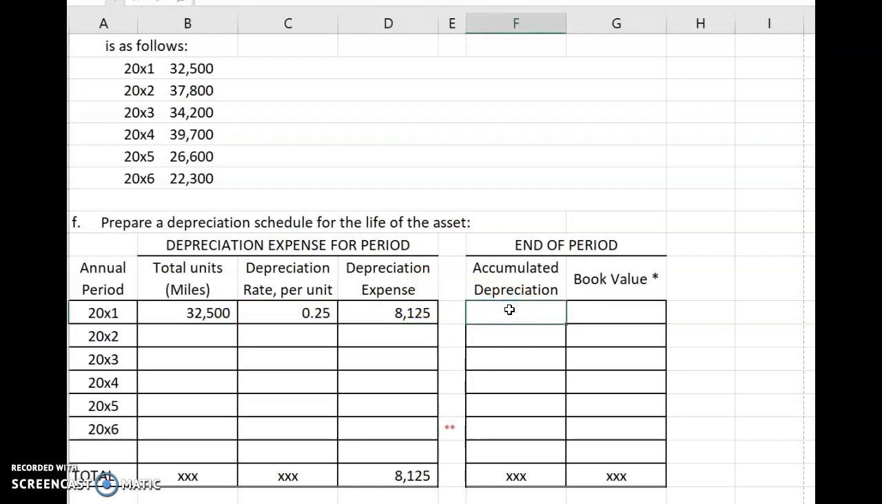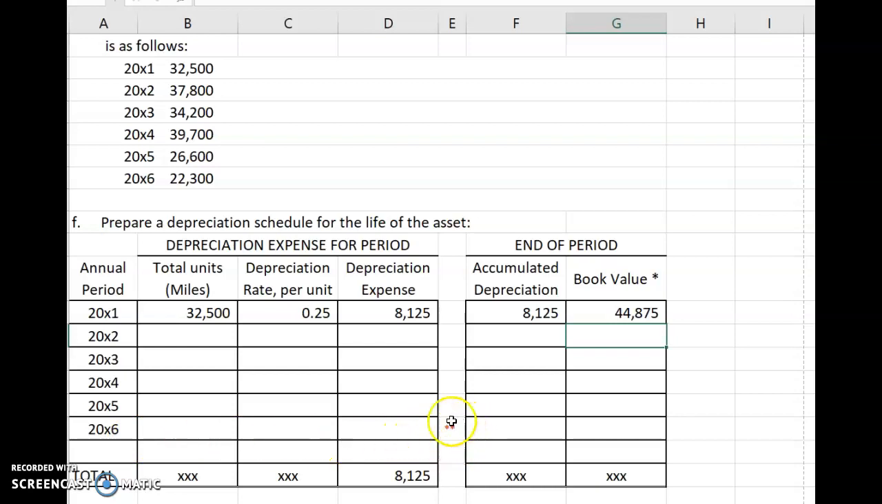From the straight line problem, you know that accumulated depreciation is $8,125 at the end of the first year, and book value is the $53,000 of cost minus the accumulated depreciation, for $44,875. I'm going to have you do all of these lines for X2, 3, 4, 5, and 6.